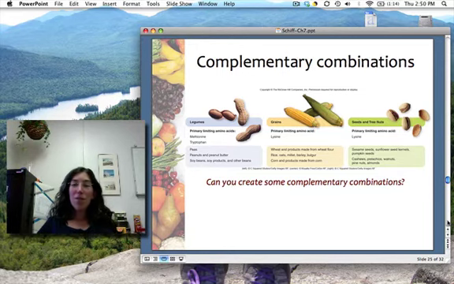So here's a little chart from your book, and if we were in class, we would work this together. But I guess I'll work out some examples. I'll give you a minute to do it yourself, but try to think of some complementary combinations you can have between legumes, grains, and seeds and tree nuts. So legumes are limited in methionine and tryptophan, but grains and seeds are limited in lysine. So try to think of some combinations of legumes with grains or legumes with seeds and tree nuts.